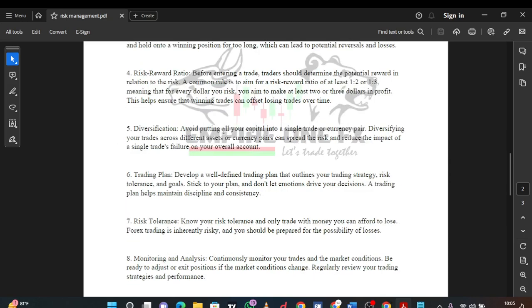So we have diversification. This is to avoid putting all your capital into a single trade or currency pair. Diversifying your trades across different assets and currency pairs can spread the risk and reduce the impact of a single trade's failure on your overall account. So for example, on our $20 account, we can get 2 pairs. You see, we are trading GBP USD and we are trading gold. So if gold fails out, GBP USD will work out. That's diversifying, that is spreading the loss not in one asset but in different assets. In case one of them fails, another will take a trade.